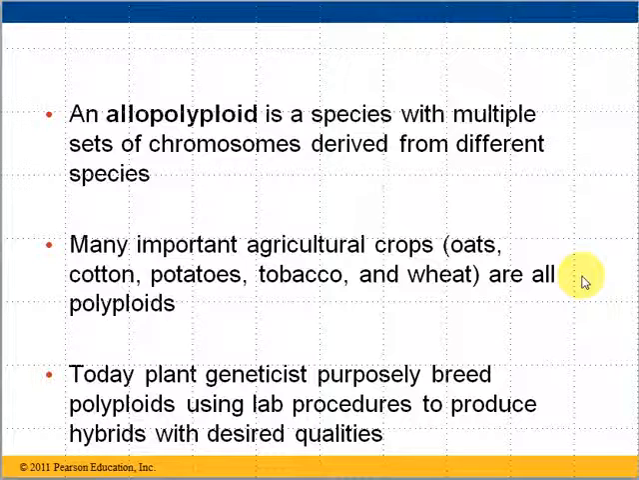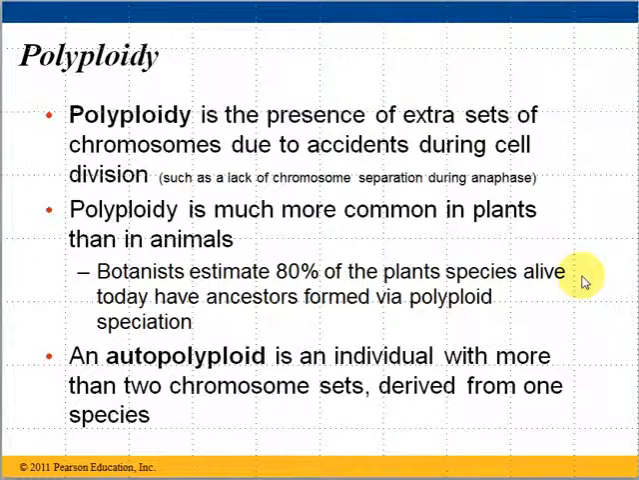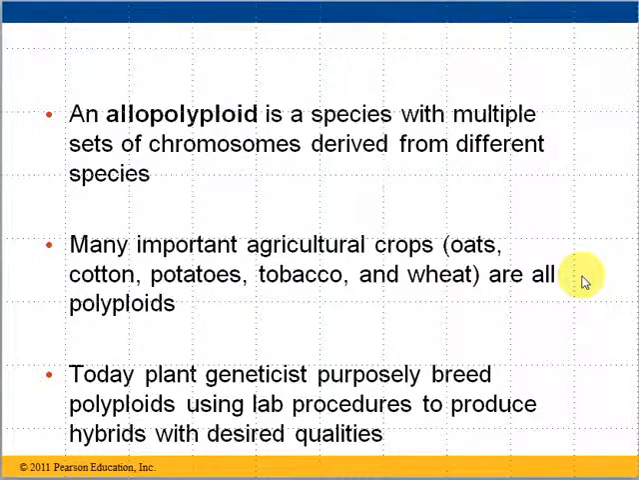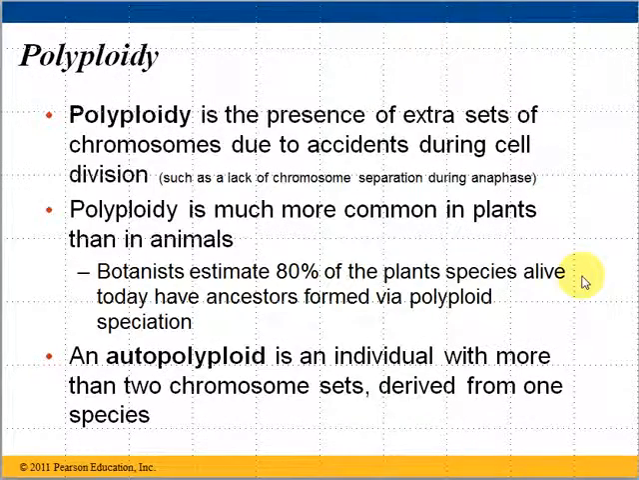You would like to think that they could come up with two words that didn't sound so alike, but they didn't do that. An autopolyploid is an individual with more than 2 chromosome sets derived from one species. An allopolyploid is a species with multiple sets of chromosomes derived from different species. So the only difference between these two words is multiple sets of chromosomes from the same species, multiple sets of chromosomes from different species.